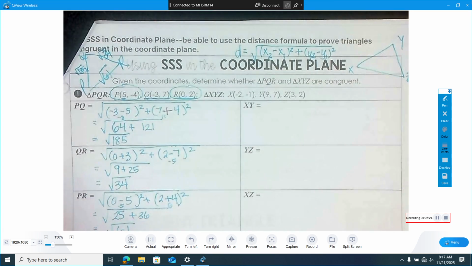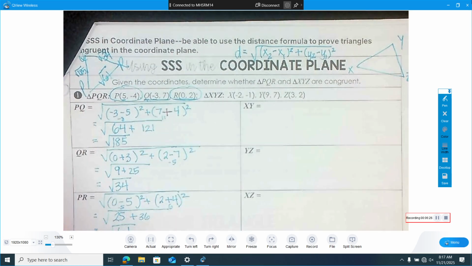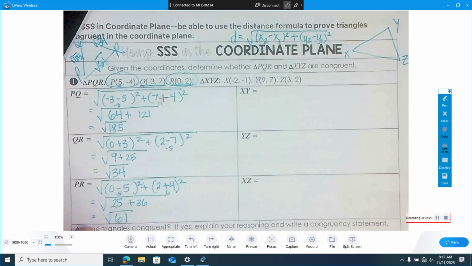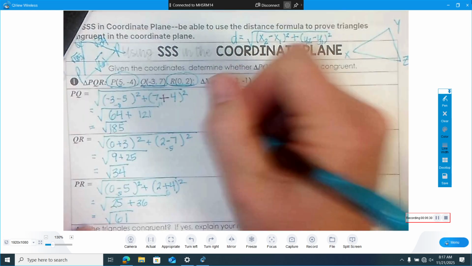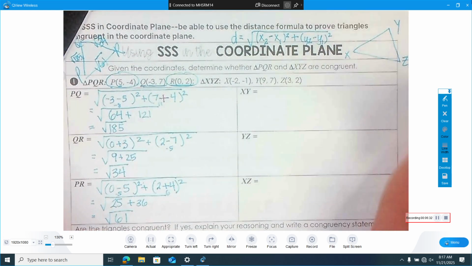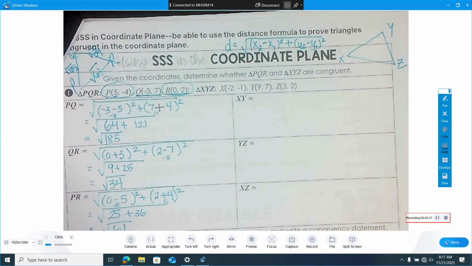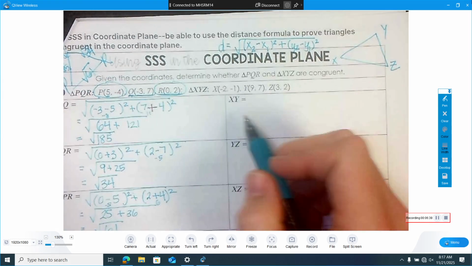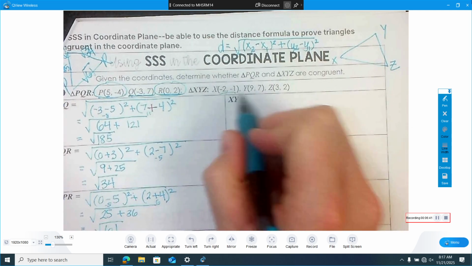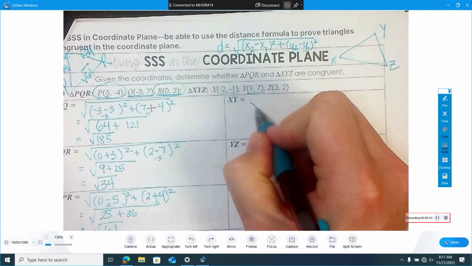All right. So our last side here is radical 61. Hey, what kind of triangle is this when all 3 sides are different? Oh, it is scalene. It is scalene. Very good. All right, but we want to compare it to this other triangle. So using x and y, again, big radical.